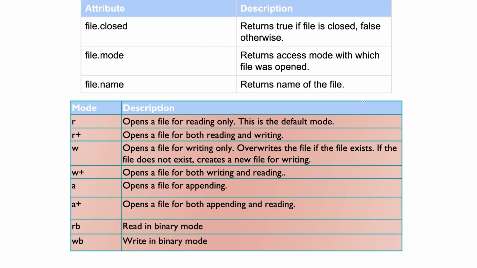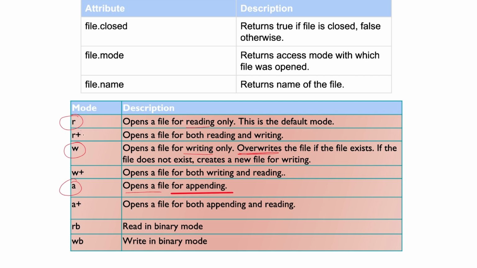Okay, now I explained you this R is a read mode, only for reading, and W is write, only for writing, but it overwrites. That is a problem. So the solution is A, append. It opens a file for appending the data, right?